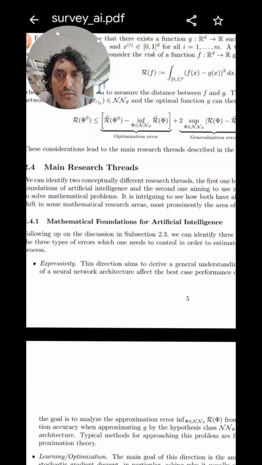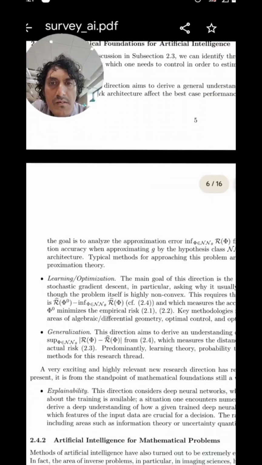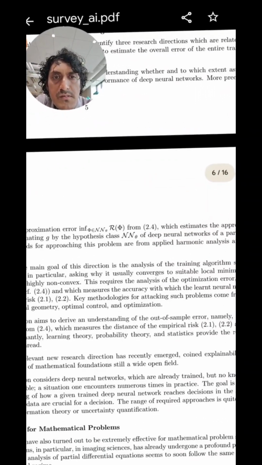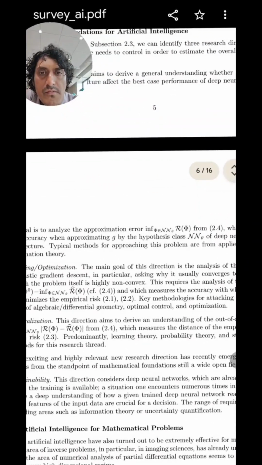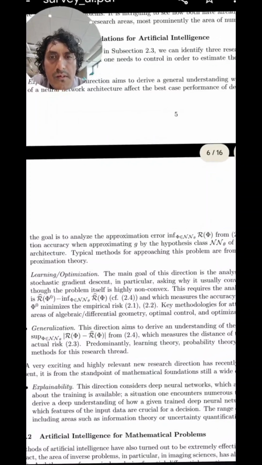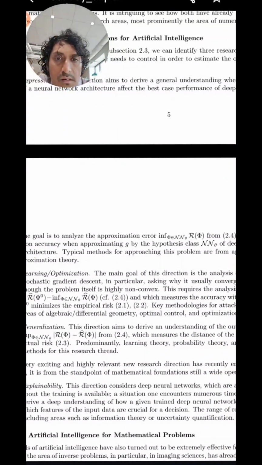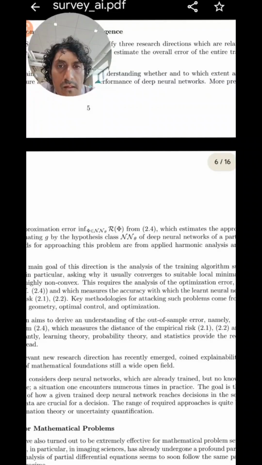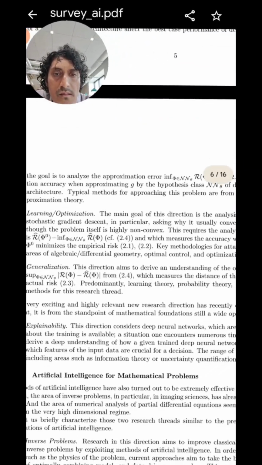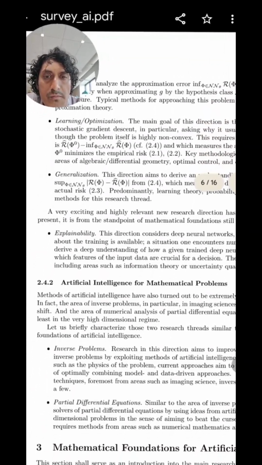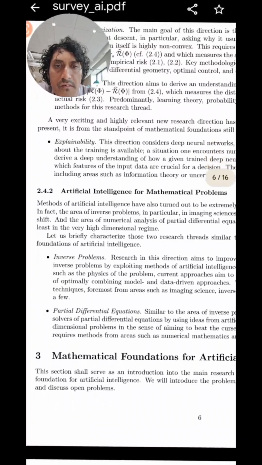Mathematical foundations for AI: expressivity, learning, optimization, so training algorithms such as SGD, stochastic gradient descent, inverse problems, PDEs.